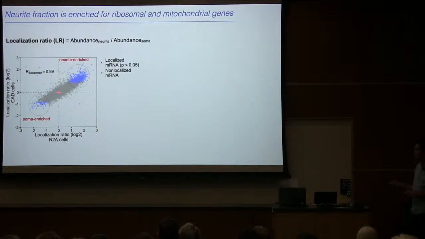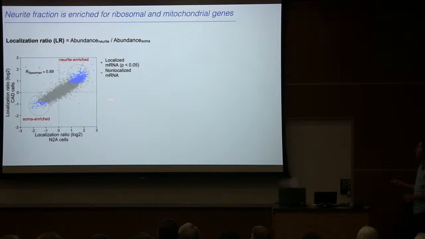And here I'm showing you a plot where each dot is a gene, and we're comparing this data from our two cell lines, CAD cells and N2A cells. And I hope you can see that there's a really strong correlation between these two cell types. And so what we think is that what we're getting is very reproducible even across cell types.